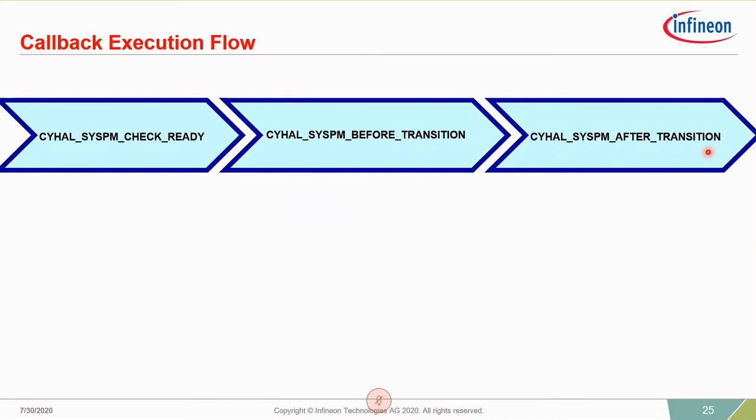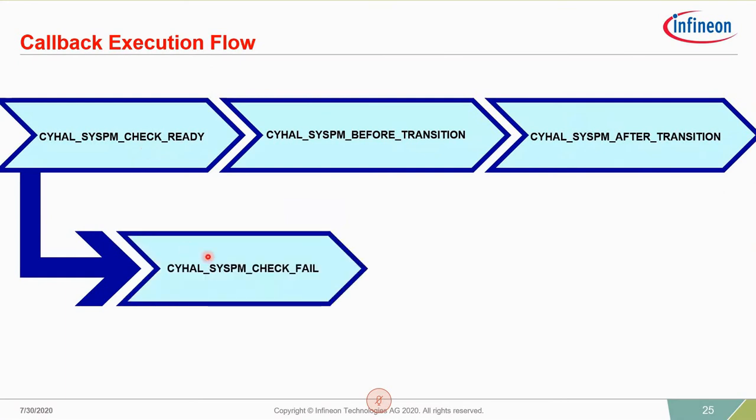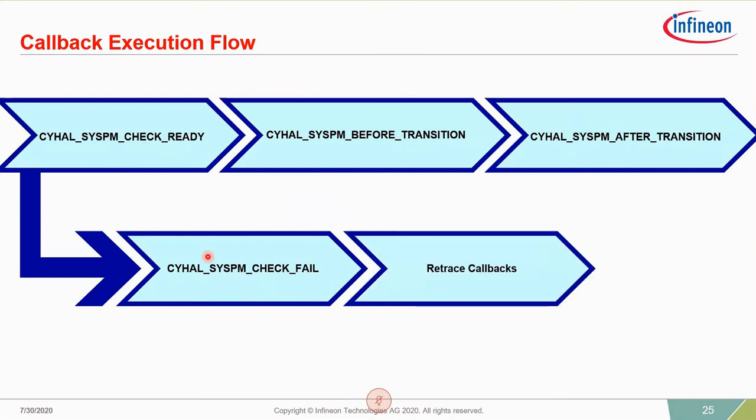And again, if you do not want the device to enter low power mode because you are executing something crucial for the application, then you can return false during the check ready stage. And when false is returned in the check ready stage, the mode is set to CY_HAL_SYSPM_CHECK_FAIL, and then all the callbacks are retraced so that any steps performed, like disabling resources, can be rectified to ensure smooth functioning of the device, even though the transition to low power mode failed.